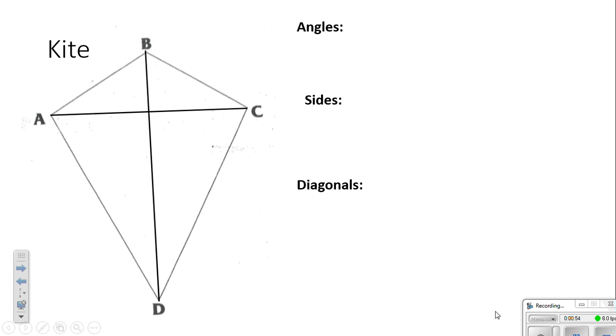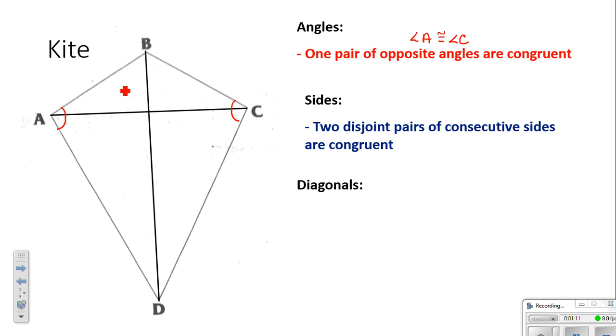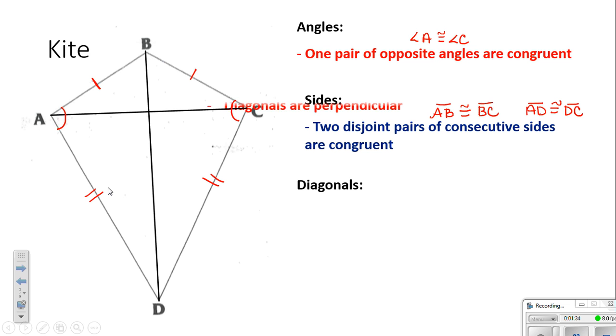So here are some properties. One thing you need to know is that one pair of opposite angles are congruent. Those angles are A and C. So angle A and angle C are congruent. For the sides, you need to know that AB is congruent to BC, and AD is congruent to DC. Okay? That's what you need to know about angles, and that's what you need to know about sides. Hopefully you're taking good notes.